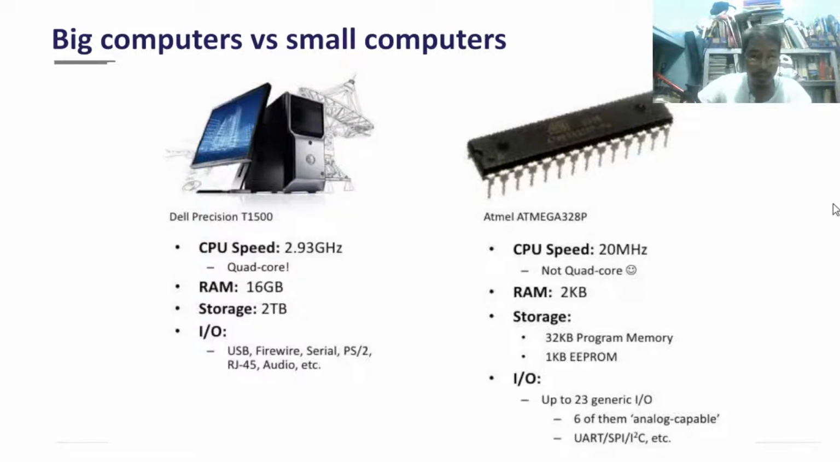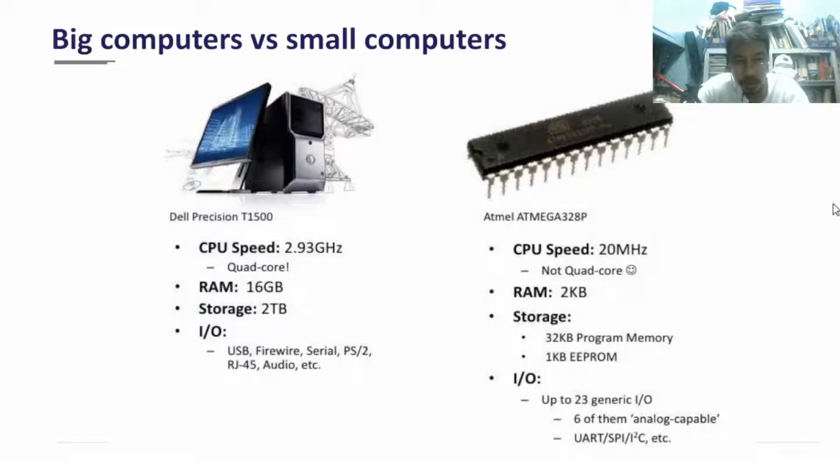So imagine the difference. RAM is 16 gigabytes. 16 giga meaning billion, 16 billion. You are comparing to 2,000. 2K is 1,000. So multiply by 8 million. So 8 million times. That's why I am saying it is a very, very small version of a computer.